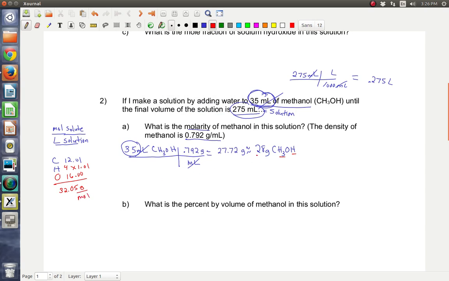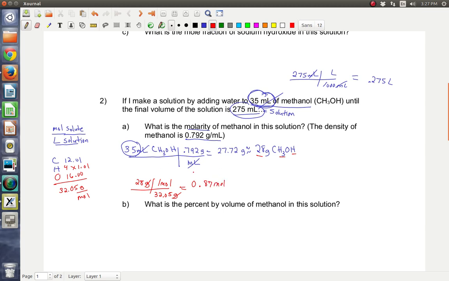Right? I know I have 28 grams to start with, so let's turn that into moles. So 1 mole weighs 32 grams, and you can see here that that means I'm going to have just a little bit less than a mole because 28 is slightly smaller than 32. And that ends up being 0.87 moles when you put it in your calculator.